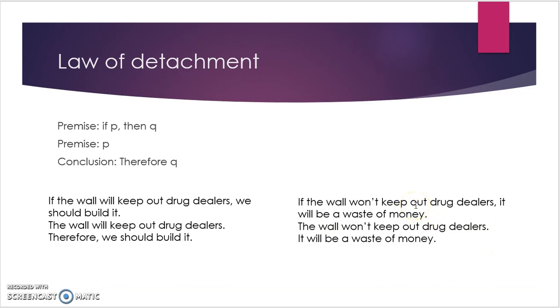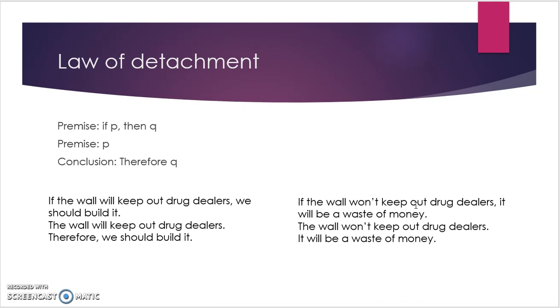Okay, so the first of our types was law of detachment. So we'll have 2 sentences that are premises. The first is a conditional, if P then Q. And the second premise is the if portion of the conditional. And the conclusion is the then part of the conditional.